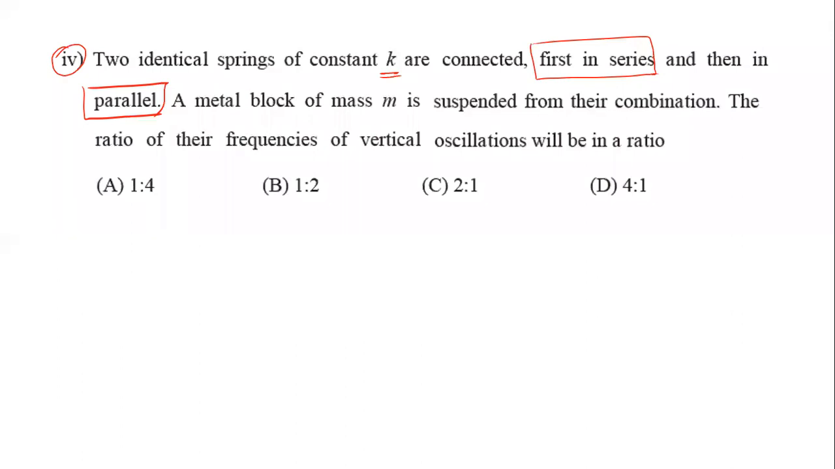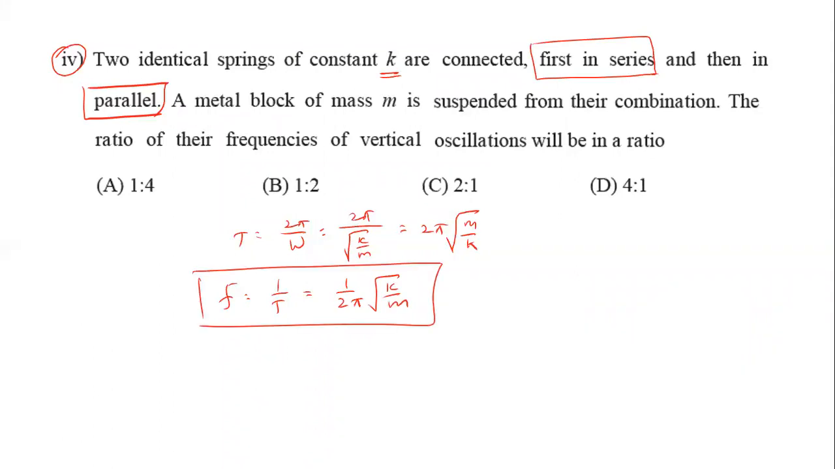Now let me tell you one thing here. The formula for period is 2 pi by omega. And everybody knows that omega is under root k by m. So period is 2 pi under root m by k. Frequency is 1 by period. So we get 1 upon 2 pi under root, instead of m by k, it is k by m. This is the expression for frequency.